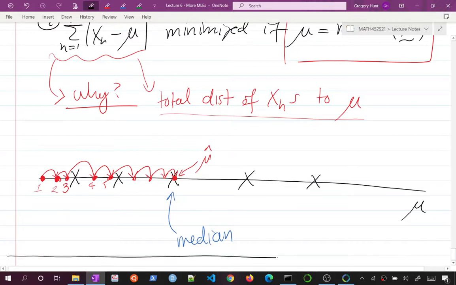Okay, so we're kind of out of time here. And that's our second lecture on MLEs. And next time we'll start talking about evaluating all the different estimators that we've got.